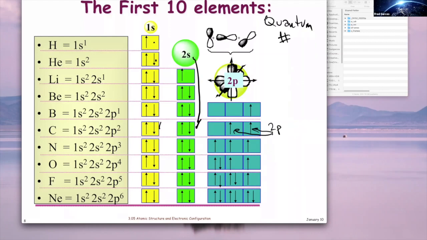This is nitrogen, 1s2, 2s2, 2p3. And remember, when we have the p orbital, that's L equals -1, 0, and +1. These represent px, py, and pz. That's why there are 3 types here. There are 3 suborbitals. Each one of these represents a px, a py, and a pz.